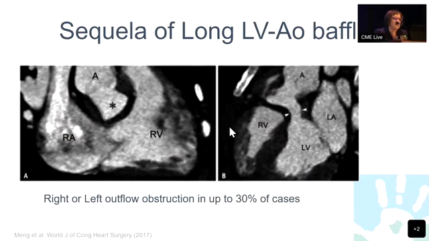The sequela of that long LV to aorta baffle is obviously some type of obstruction. So you can see right here, and then see right here in the opposite view, how this long tunnel can be obstructed as it's between other important structures. And right or left ventricular outflow tract obstruction occurs in about 30% of cases.